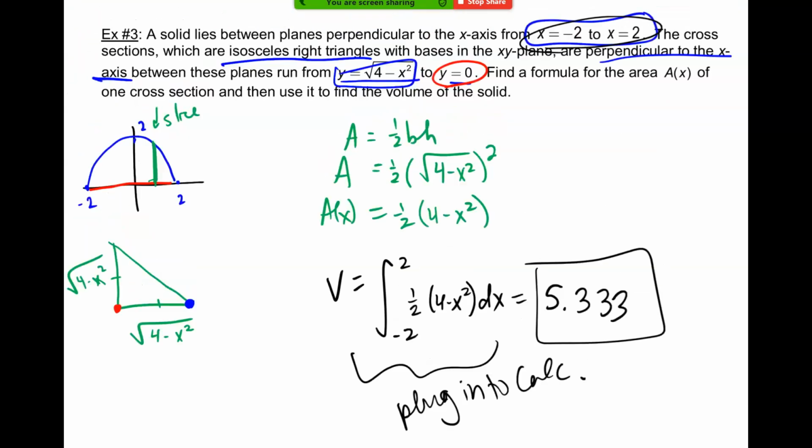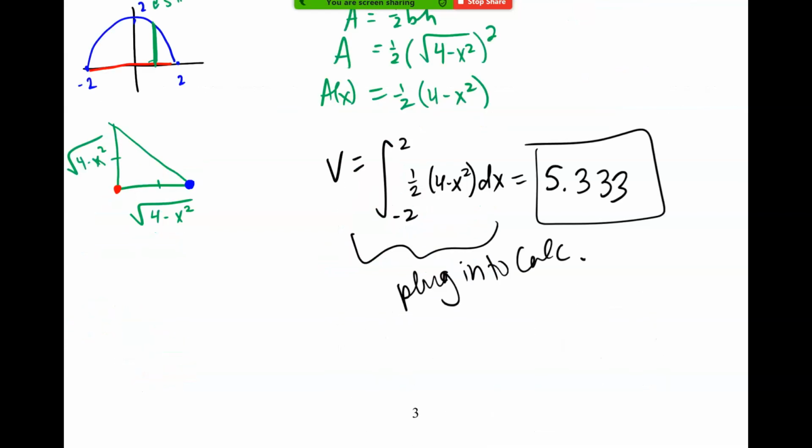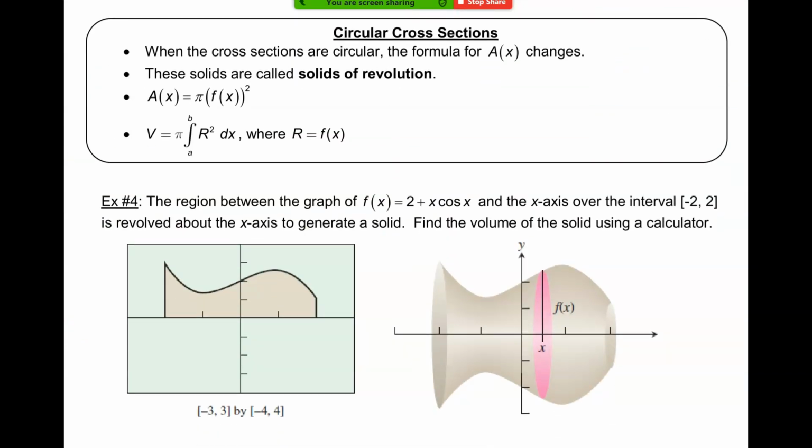So what we've been doing is we've been taking slices, and then we determine what the shape of our slice is going to be. Now we have circles as our cross section. So not semicircles, not squares, not triangles, but circles. So when the cross sections are circles, the area changes because these are solids of revolution.